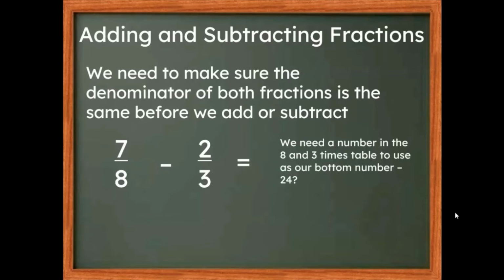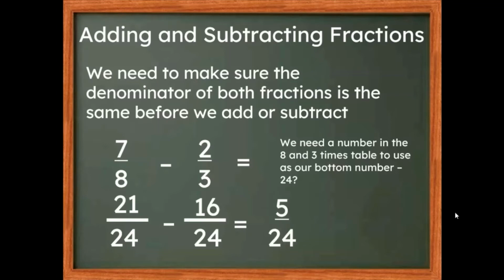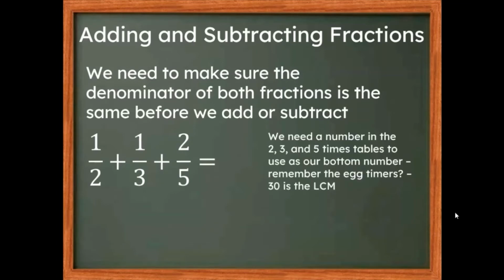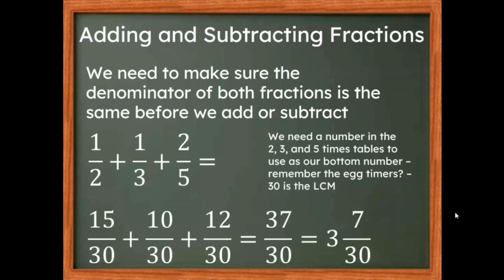And again with subtraction, 3/8 and 2/3. I can have 24 as my bottom number. So multiply the bottom 8 by 3 to get 24. So multiply the 7 by 3 as well to get 21. Then 2/3, I multiply the 2 by 8 to get 16, and I get 5/24. Half plus a third plus a fifth. Well, the LCM is 30, 2 times 3 times 5 in this case, and I can add them up and get 37 over 30, and remember to turn it into a mixed number.